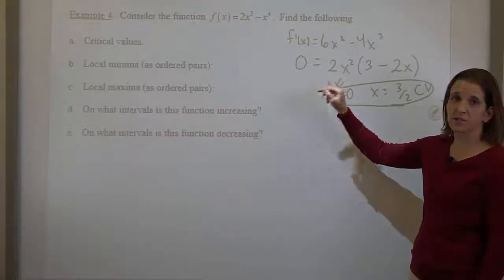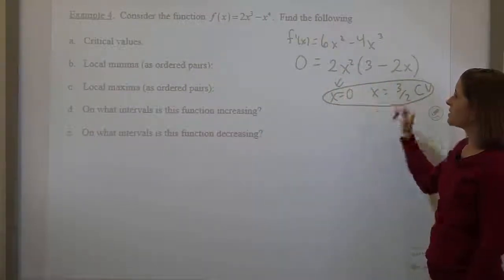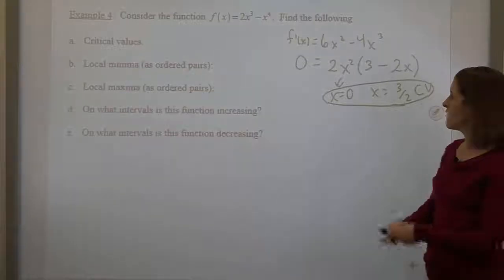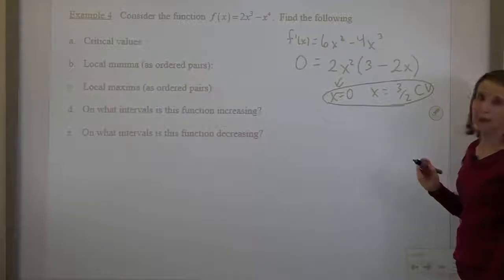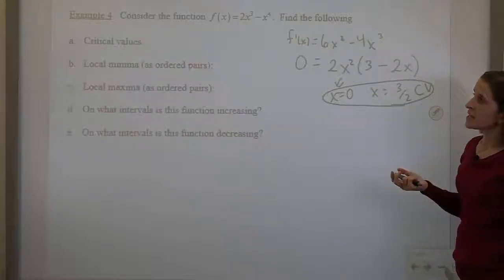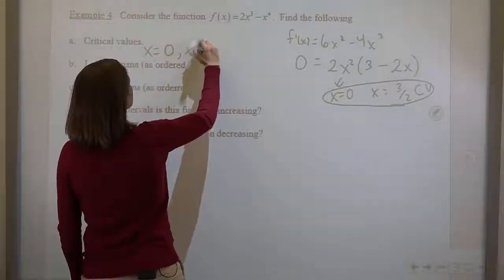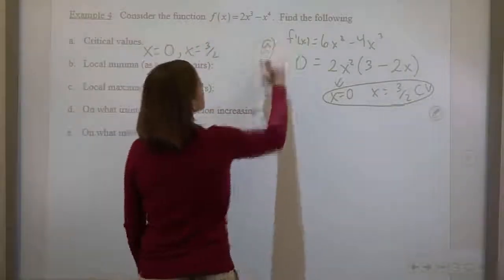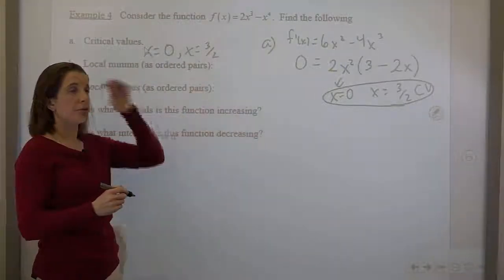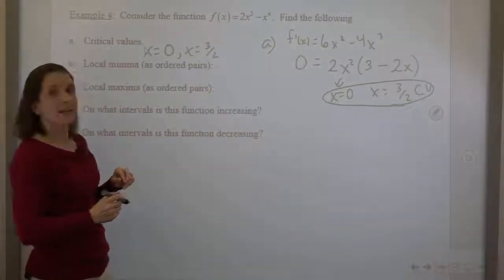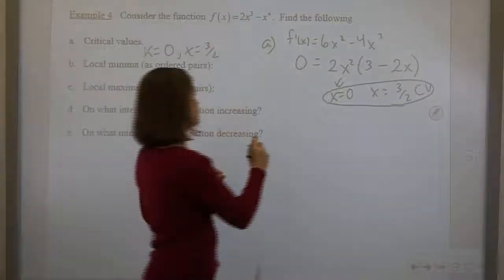And so I find the places where the derivative equals 0. And that requires factoring. And then I'm going to set each factor equal to 0 to get my critical values. So I've got x equals 0 and x equals 3/2 as my critical values. So the next thing, I can go ahead and write that down. So part A is accomplished by taking the derivative and setting it equal to 0 or seeing when the derivative does not exist. Parts B, C, D, and E can all be answered with a first derivative table.